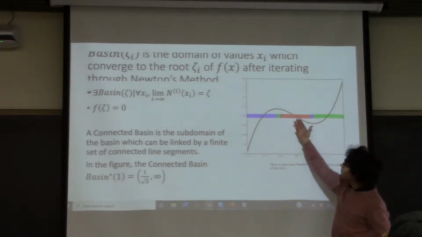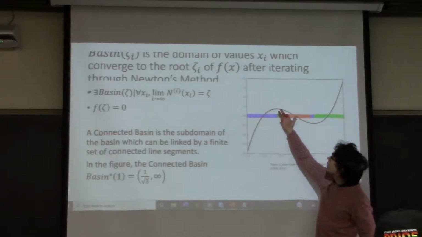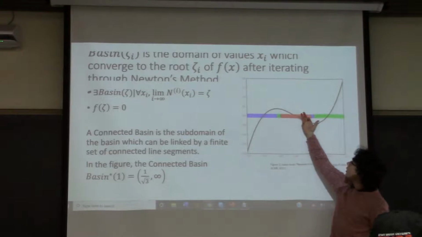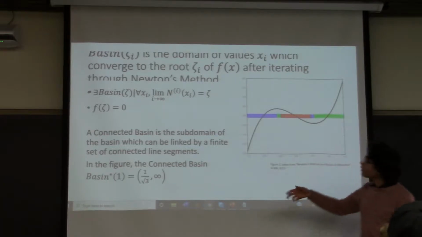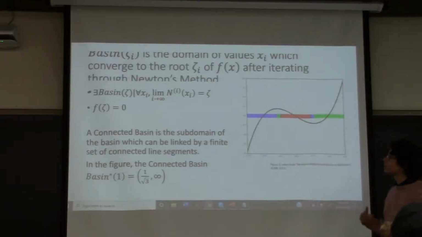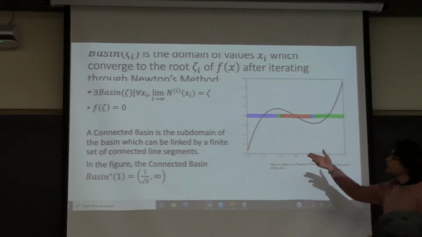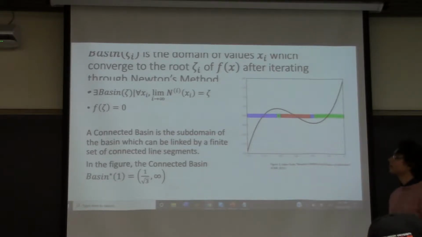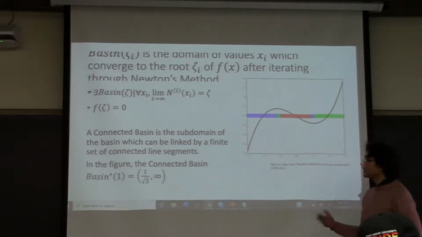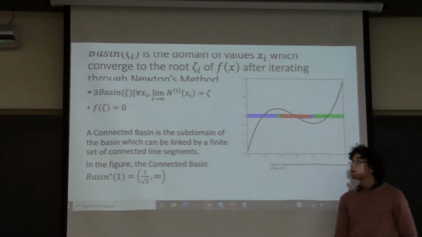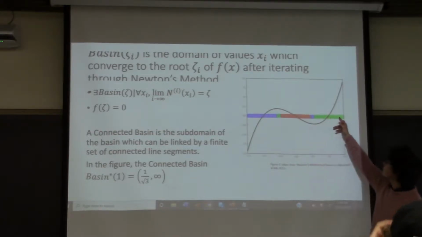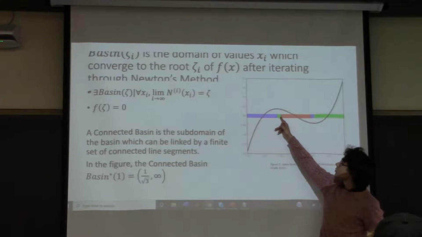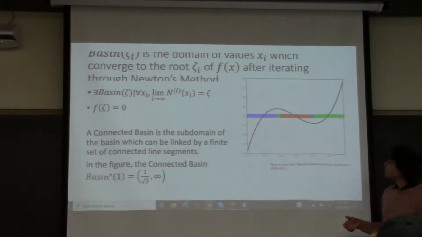So right here kind of serves the same way of taking you to a point, and then you calculate the tangent line, you go, and it helps you hone in on this. So it's essentially all the points which, when you take the limit of it being iterated with Newton's method, will get you to the root. So it takes you to the root zeta here, and then f of zeta is equal to 0. And then the connected basin is a subdomain of this, which is essentially the connected part of the domain. Here, this would be the connected basin, while this entire stretch of green is also part of the basin for the root. Okay.